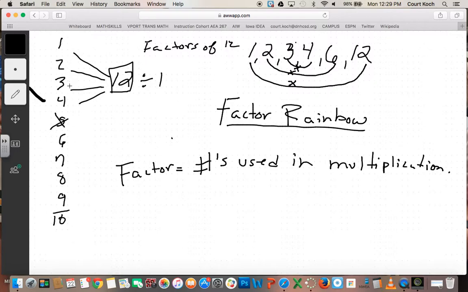For right now, I want you to make a list of 1 through 10 and test the divisibility for each one of these numbers: 12 divided by 1, divided by 2, 3, 4, and so on, and record if the number works. Remember, you start with 1. Every number is always divisible by 1, and every number is always divisible by itself. That's why 1 and 12 are factors.